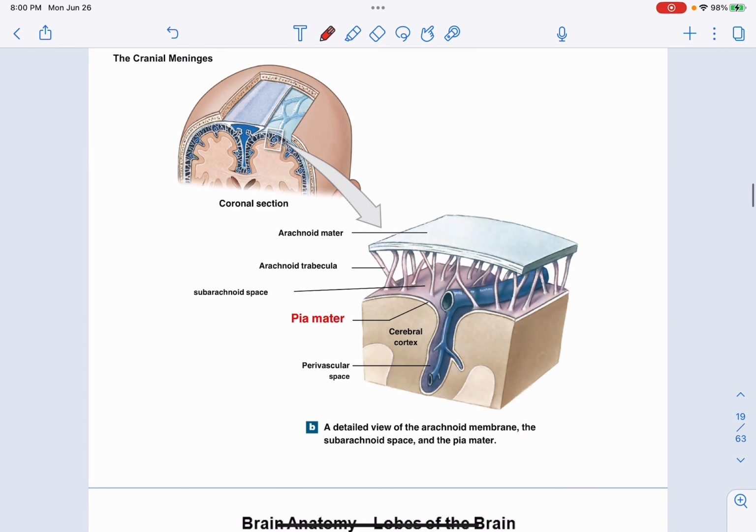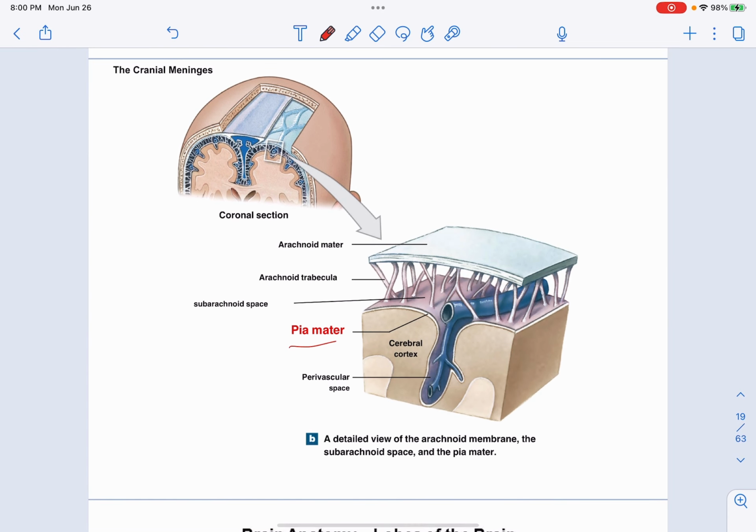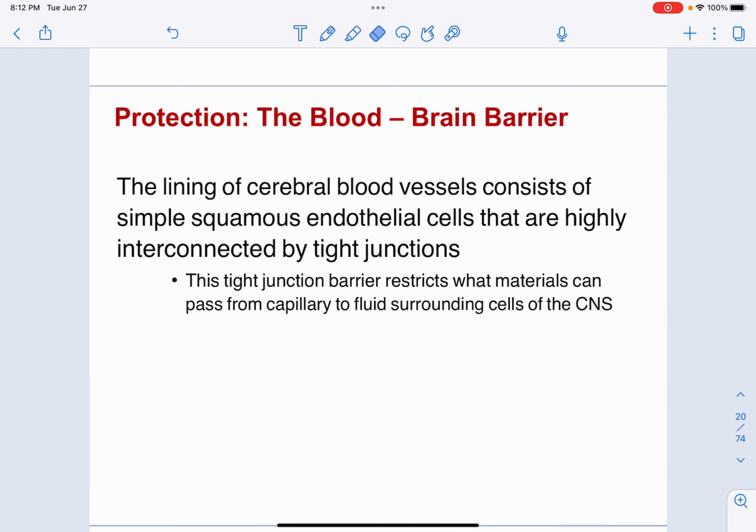So you can see here is a nice image of the pia mater. You can see how it follows along even when there's a blood vessel present, even when it branches, it's going to follow around the nervous tissue continuously. The next source of protection is the blood-brain barrier.